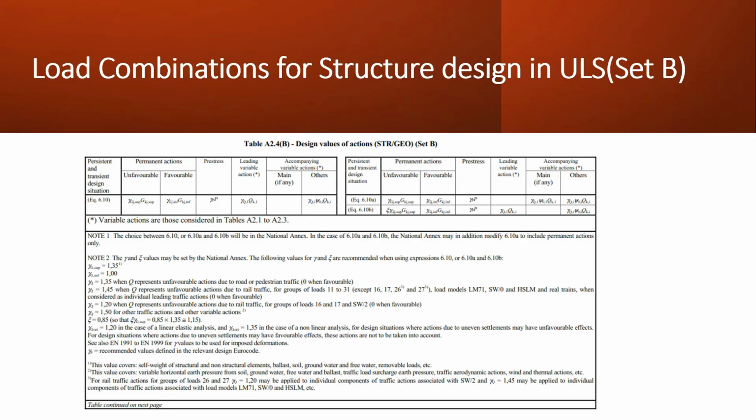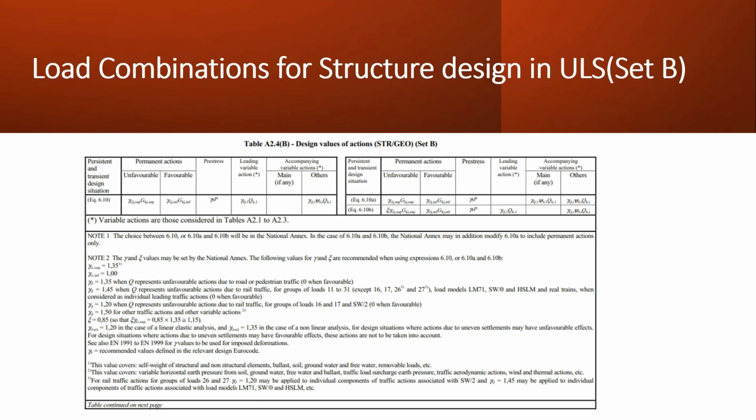So if you are designing your project for the ultimate limit state, these are the design forces when you are finally calculating your reinforcement. Then there are equations 6.10a and 6.10b, right? 6.10a and 6.10b are a part of set B. So what is the difference between 6.10a and 6.10b? There is nothing much, but there is no reduction factor on the self weight in equation 6.10a, but the leading variable, the main variable, you multiply with psi 0, and the other variable loads with psi 1, psi 2, psi 3, right?